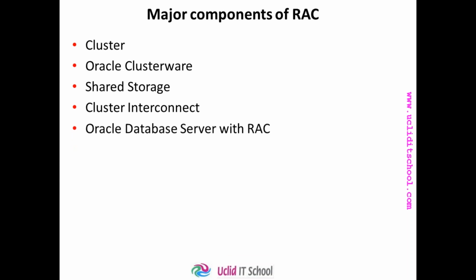That is another component. The last one is, of course, the RAC software, which is nothing but your database server with the RAC option license. RAC is a separately licensed option. So these are all the major components of a RAC system. Now we will understand more about each component and its requirements. First one is cluster.